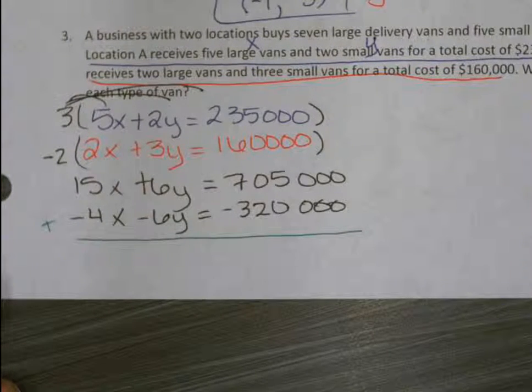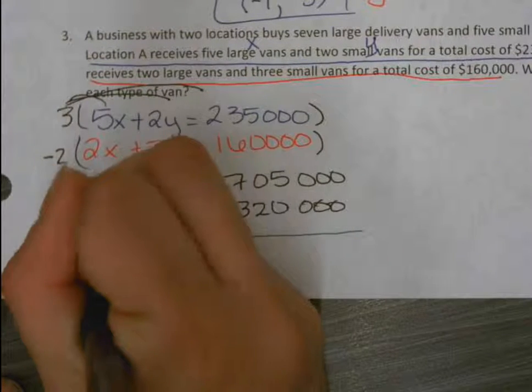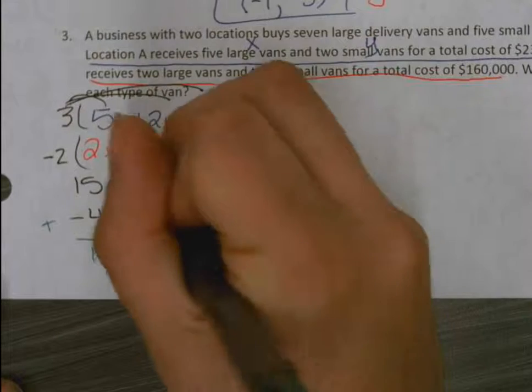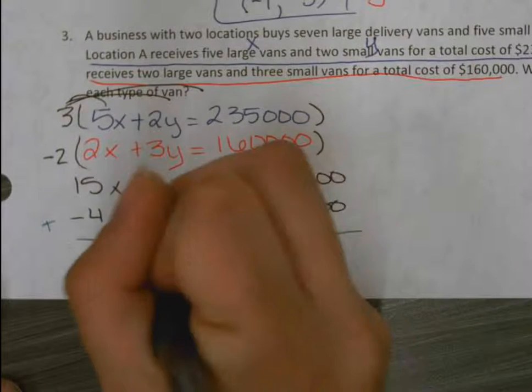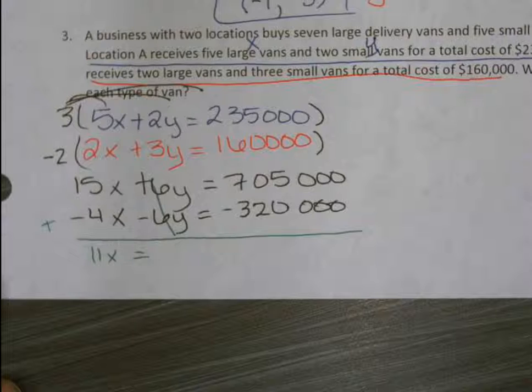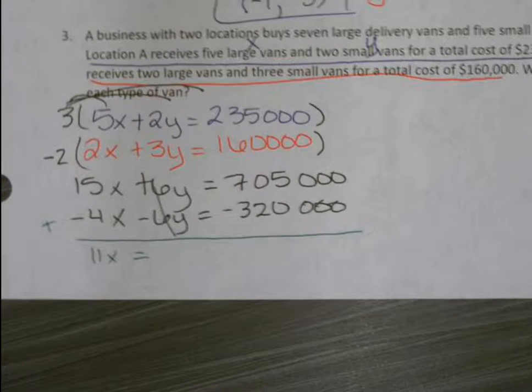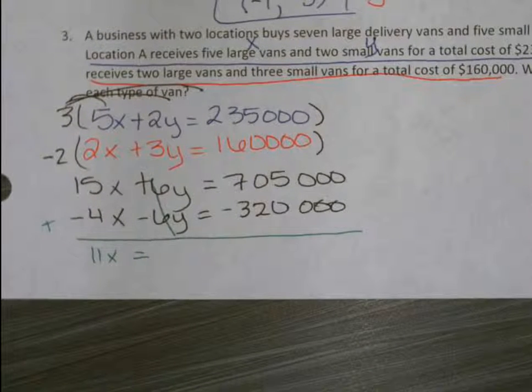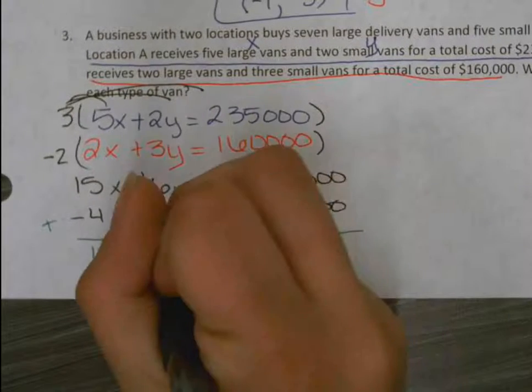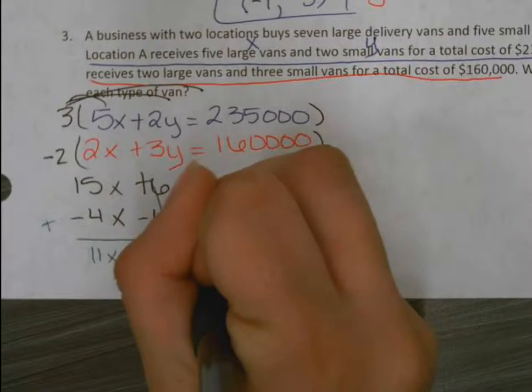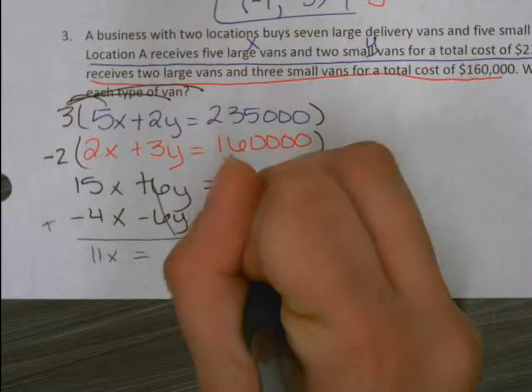What is 15 minus 4? 6 minus 6 cancels out. 705 minus 320 is 385.